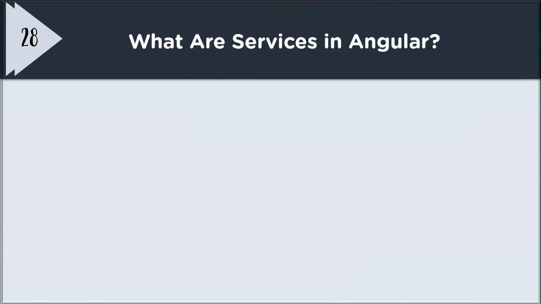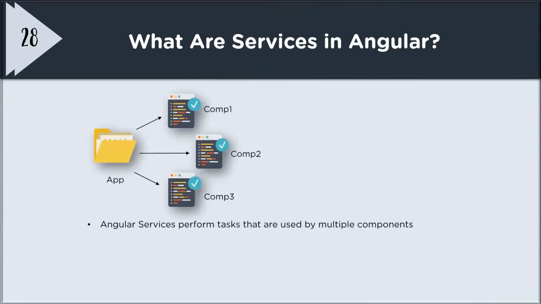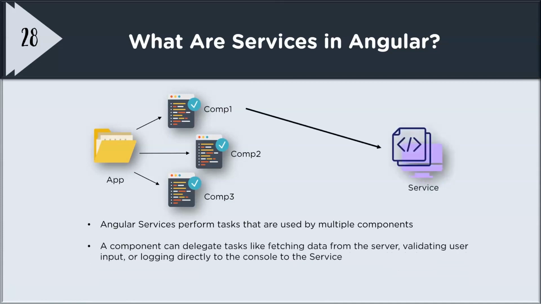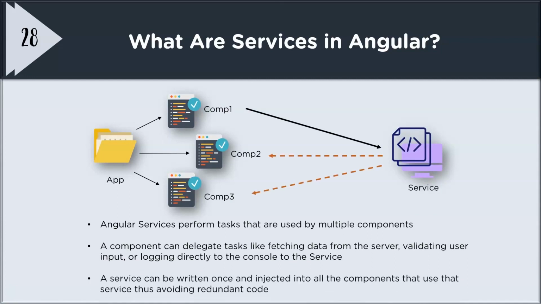Moving ahead, what are services in Angular? Angular services perform tasks that are used by multiple components. These tasks could be data fetching, network connections, or database management, among others. They perform all the operational tasks for the components and avoid rewriting of code. A service can be written once and then injected into all the components that use it.